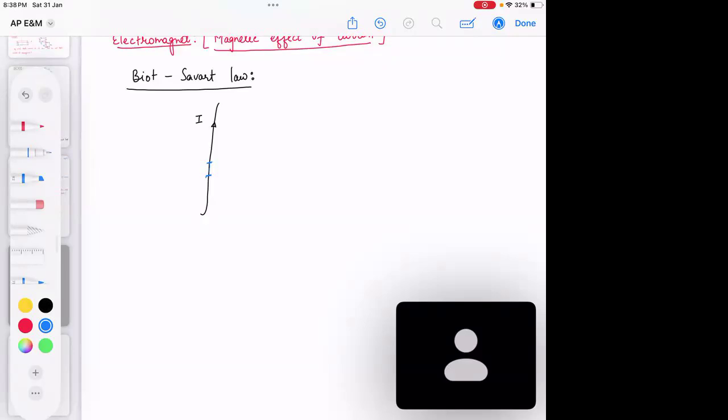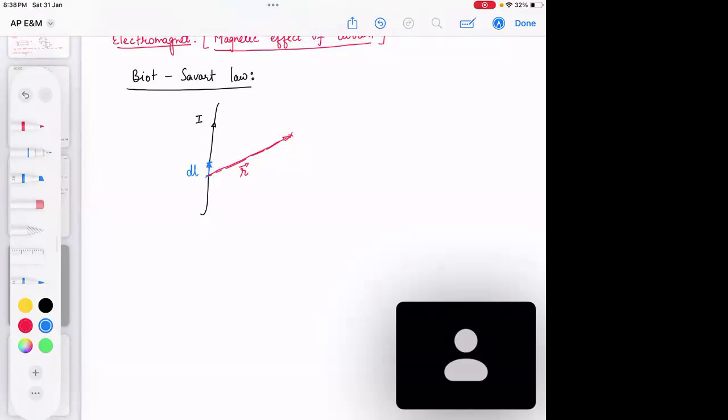Let's say the length of this element is dl. Due to this small element, I want to calculate the magnetic field at this point. The distance is r. So this is the dl vector and this is the r vector. Understand the dl vector and r vector?